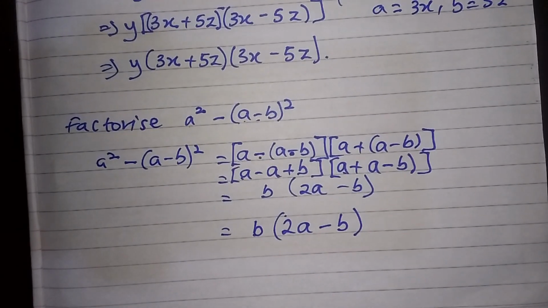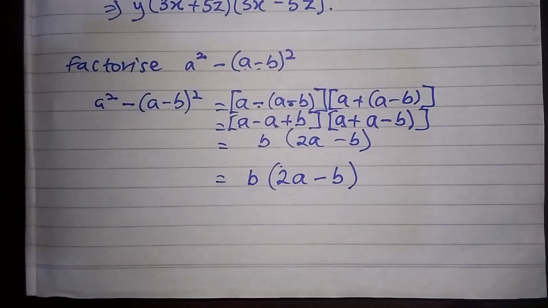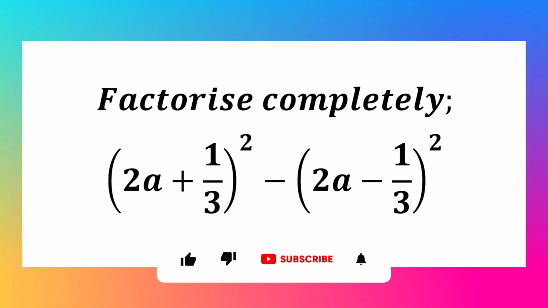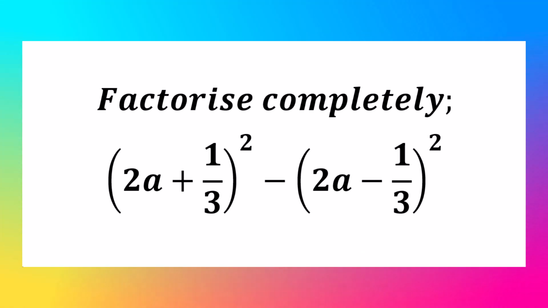Hope you got the understanding. Before I take leave of you, I'd like you to provide the answer to this expression in the comment section. We want to factorize 2a plus 1 over 3 all squared minus bracket 2a minus 1 over 3 all squared. I'll be looking forward to your answers in the comment section.